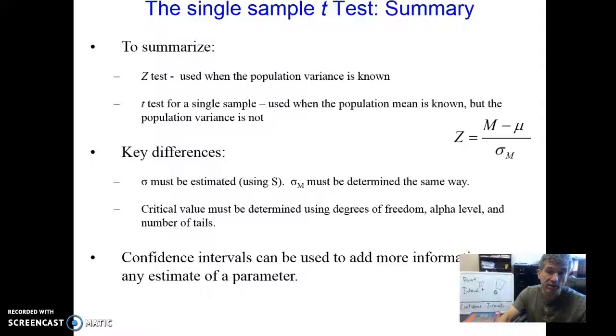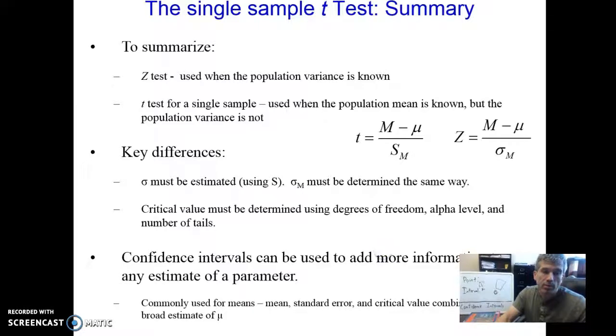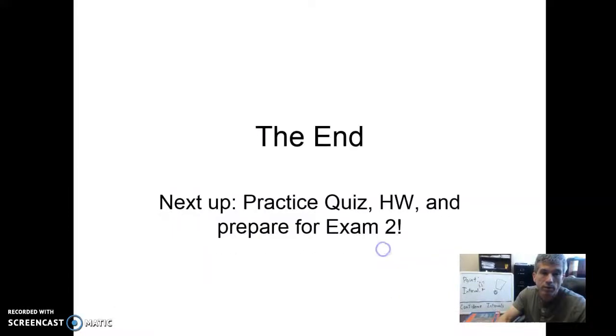Confidence intervals, what we talked about today, can be used to add more information, more nuance to any estimate of a population parameter. So we usually use this for means. Again, we learned a little bit about how to do that in practice. We generally just use it for means and just for estimating population means. But should you progress and do more advanced research, you will probably eventually see confidence intervals used for other population parameters as well.